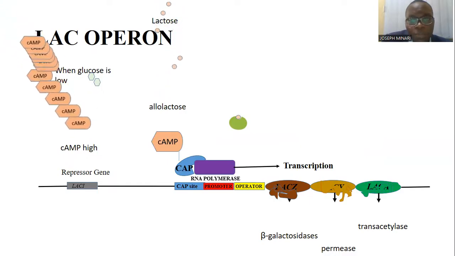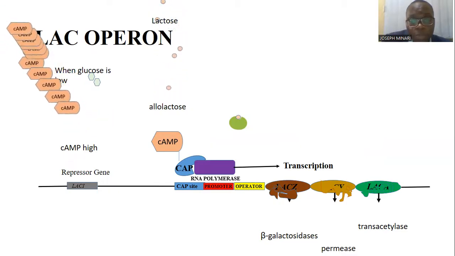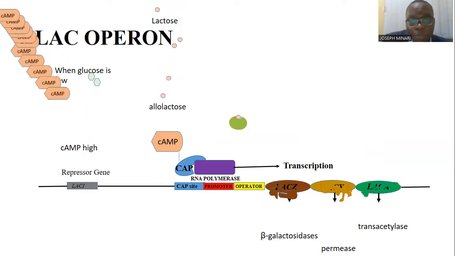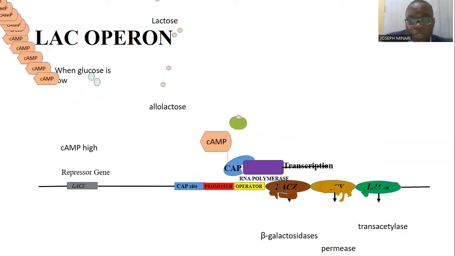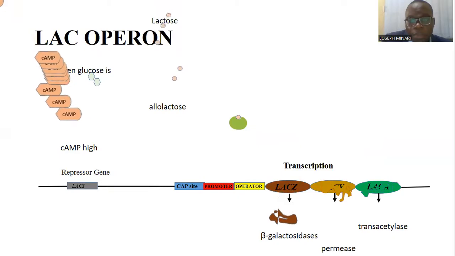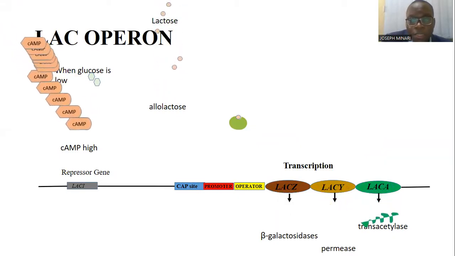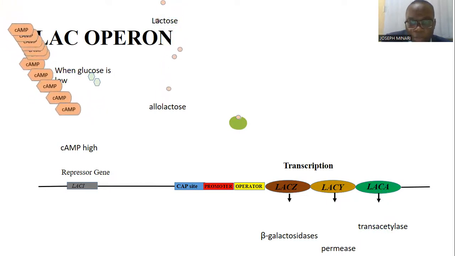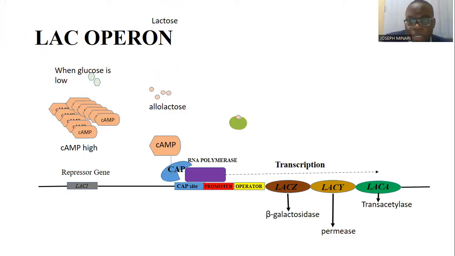So what happens next is that the RNA polymerase, which has been stabilized, and with the repressor protein dissociated from the operator region, the cAMP-CAP complex with the RNA polymerase will have access downstream to the genes, and then LAC-Z is produced, LAC-Y is produced, and then the LAC-A enzymes are produced. LAC-Z is meant to produce beta-galactosidase, LAC-Y permease, and then LAC-A is trans-acetylase.